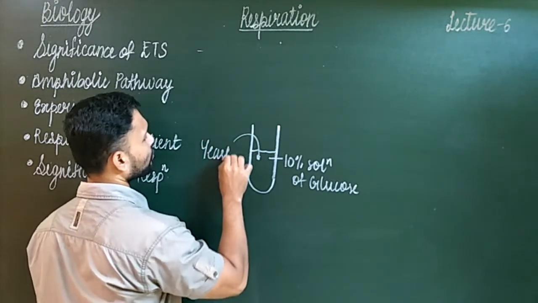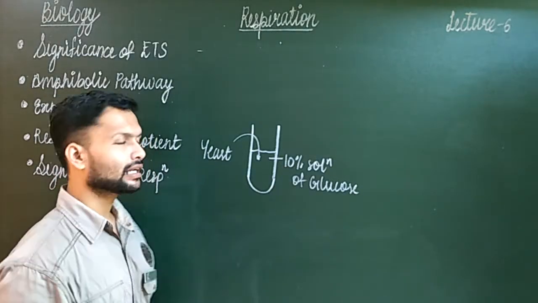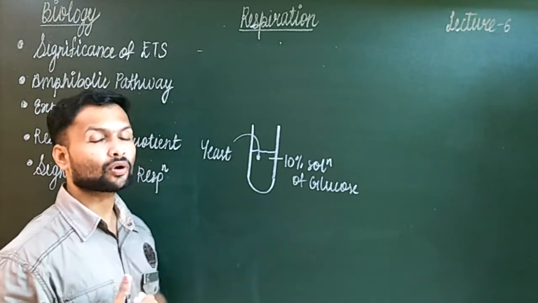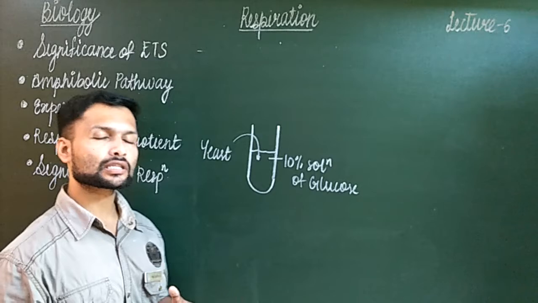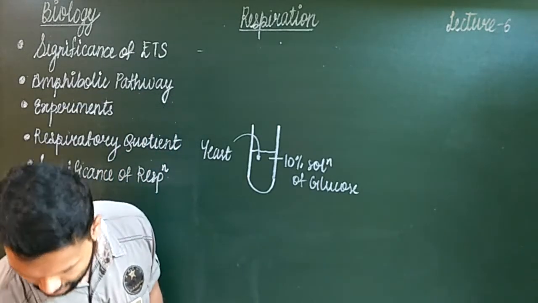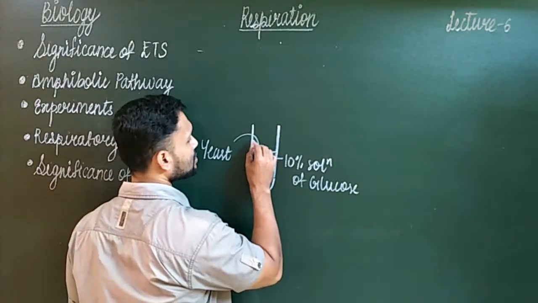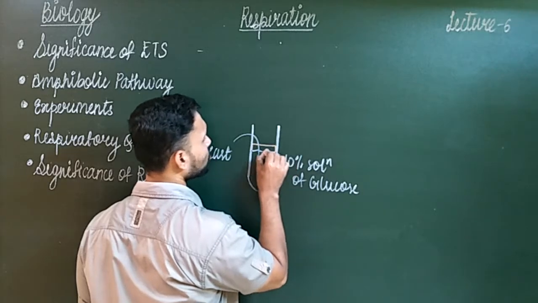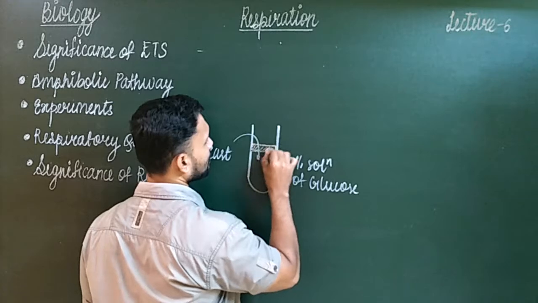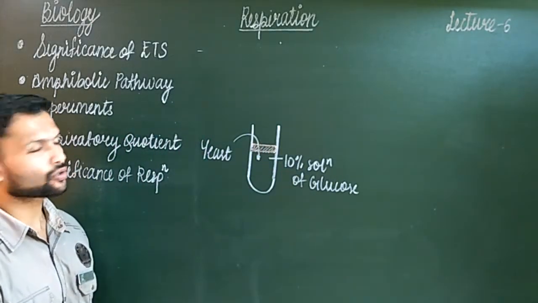Yeast, we all know, is a unicellular fungus, but yeast की एक खूबी है: whenever oxygen is available it will show aerobic respiration, but when oxygen is not available it shifts to the anaerobic mode of respiration. Next, we are going to add a little bit of oil over here, slowly and carefully. This will ensure that no oxygen is entering into this, ठीक है, no oxygen is entering into this, that we have ensured over here.